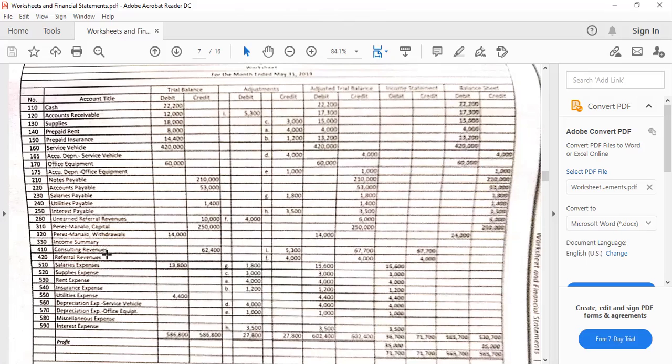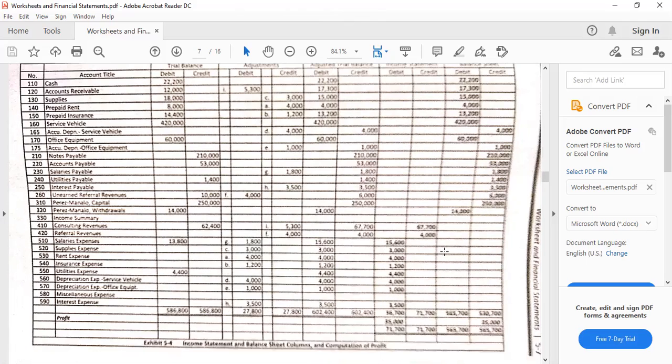In the income statement, we have the consulting and referral revenues. So they are to be forwarded to the credit side of the income statement and added. Expenses are to be on the debit side and to be added also. Actually, there would be a line here to indicate totals.